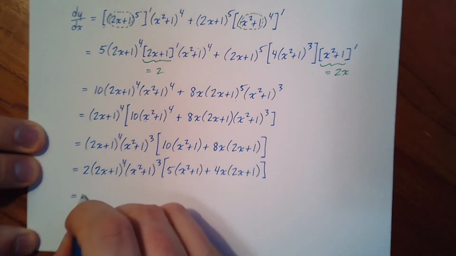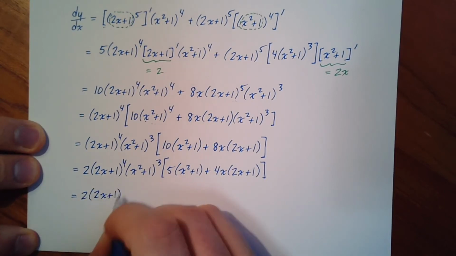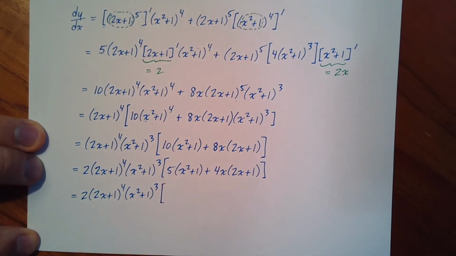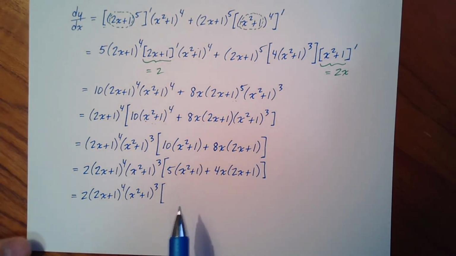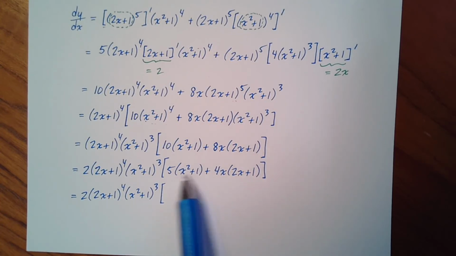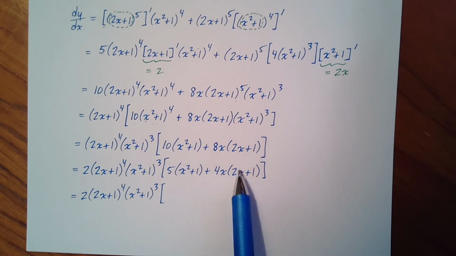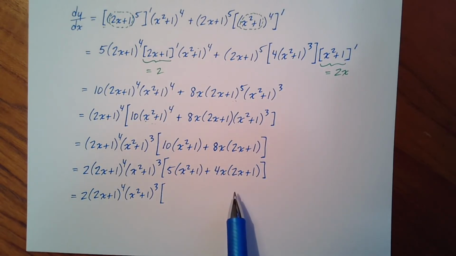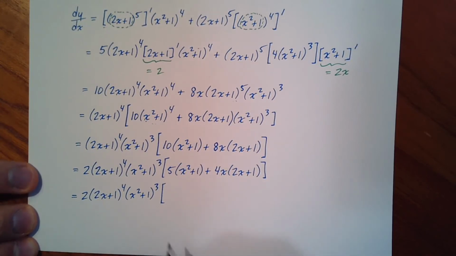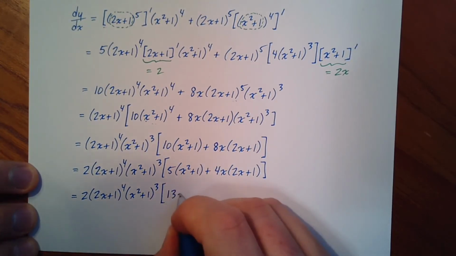So here we'll have 2 times (2x plus 1) to the 4 times (x squared plus 1) cubed. All the stuff in front won't change, but inside, what are we going to have? Let's check on the x squared terms. 5 times x squared, that'll be 5x squared, right? 5 times 1, that's a constant. So just look for terms that are going to have an x squared involved. 5 times x squared, that's going to be one of them. 4x times 2x, that's going to give you 8x squared. So that's going to be another x squared term. So we've got 5x squared from over here and an 8x squared from over here. So that's going to give us 13x squared, right? 5 plus 8 is 13.